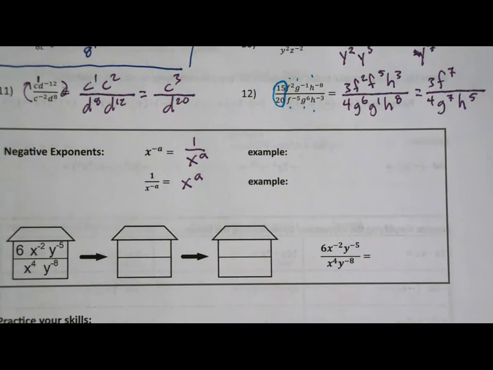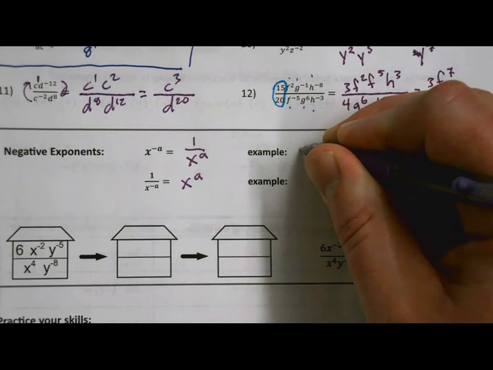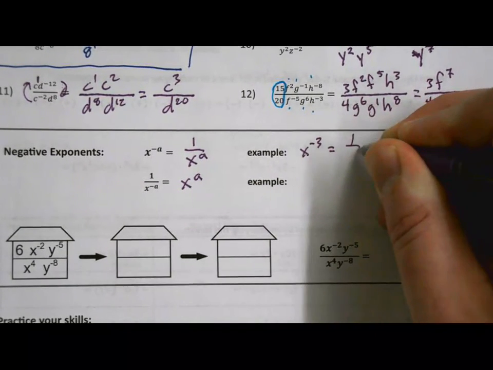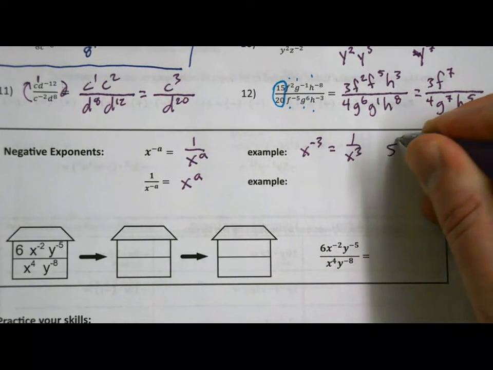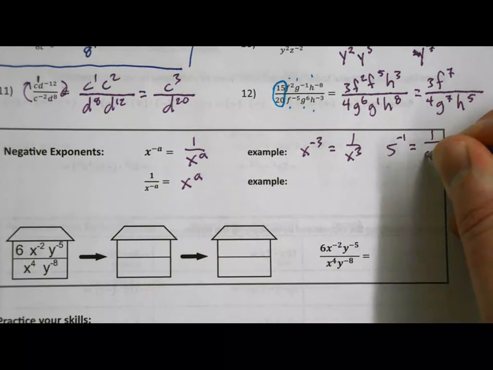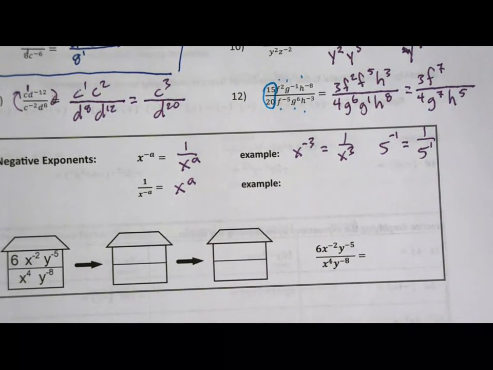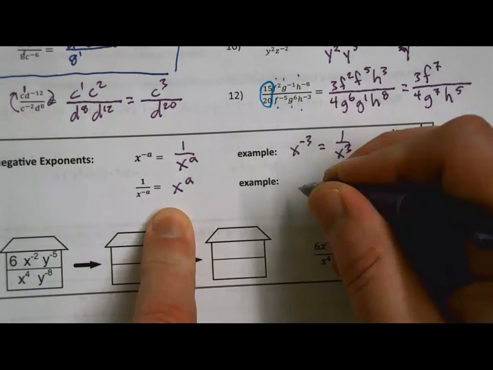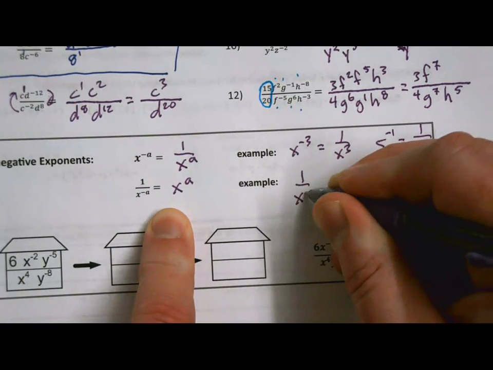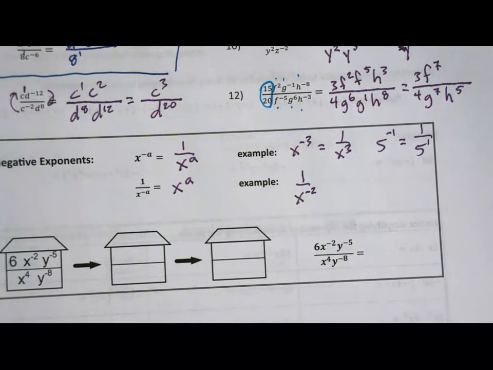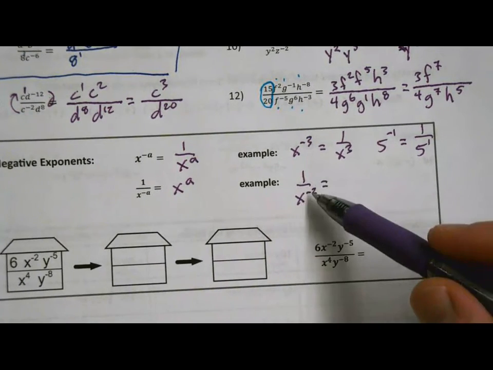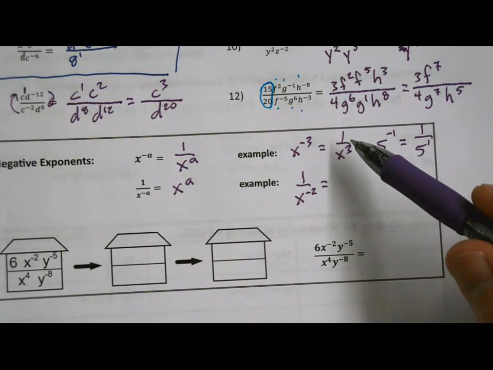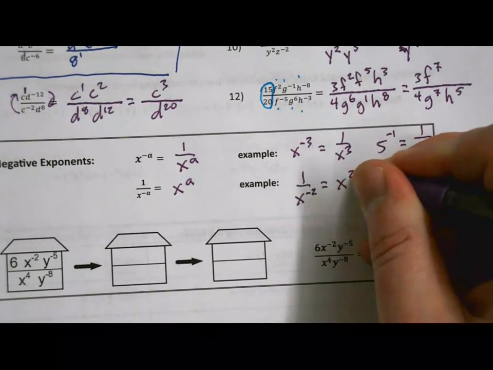So some examples of this would be like if I had x to the negative 3, that would just be 1 over x to the 3rd. If I had 5 to the negative 1, that would just be 1 over 5 to the 1st. Some examples of these would be like if I had 1 over x to the negative 2, what's that going to be? Negative 2, we'd move it up, it'd become x to the positive 2, and we wouldn't really need a fraction anymore there.